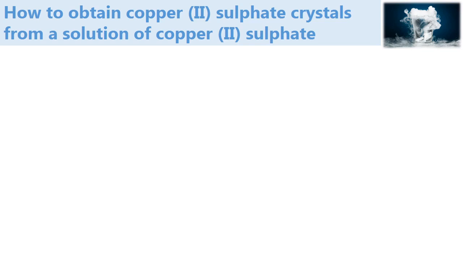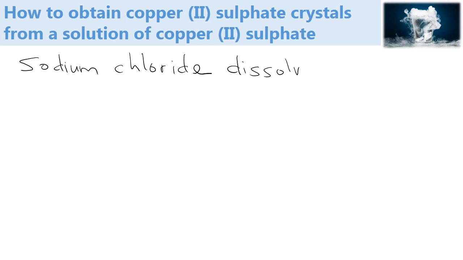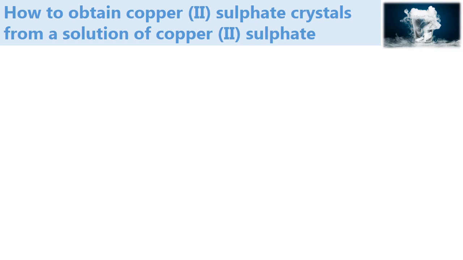From our previous class, we have learned that when sodium chloride is dissolved in water, it is known as sodium chloride solution, or a solution of sodium chloride. Now, copper 2 sulfate is another example of a salt.